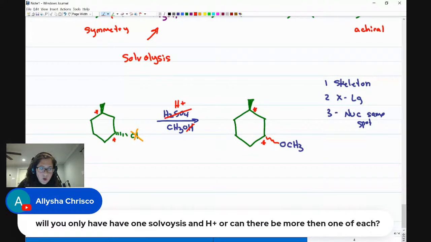Question: will you only have one solvent and H+, or can there be more than one of each? Typically, you're given one acid catalyst, in this case H2SO4. It could have been HNO3, any acid catalyst. Sometimes I've seen a professor do a reaction where you have water and alcohol mixed together, but typically it's just one.